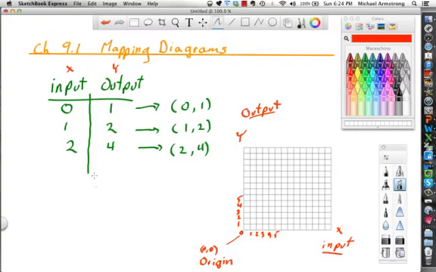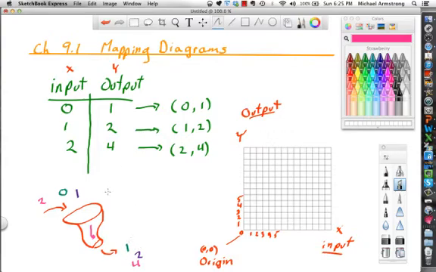We have an input and an output, and sometimes I like to think about it as like a little machine. We call it the function machine. We're going to talk more about functions in a minute. And you put something in the machine and something else comes out. So if we put in a 0, out comes a 1. If we put in a 1, out comes a 2. And if we put in a 2, out comes a 4. So it goes through the machine in this direction and comes out, and it gets changed.